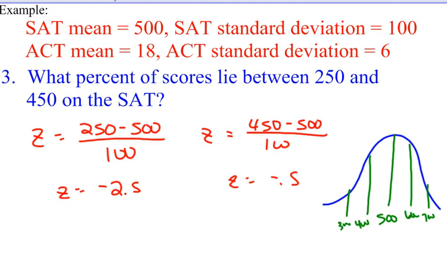We're looking at a score of 250. So the one they're giving us is right about here, and then the other one is a score of 450, so right about here. So between 250 and 450 would be this shaded area here in red. That's what we're looking for. So let's look at their z-scores. Let's look at table B and find the z-scores for these.